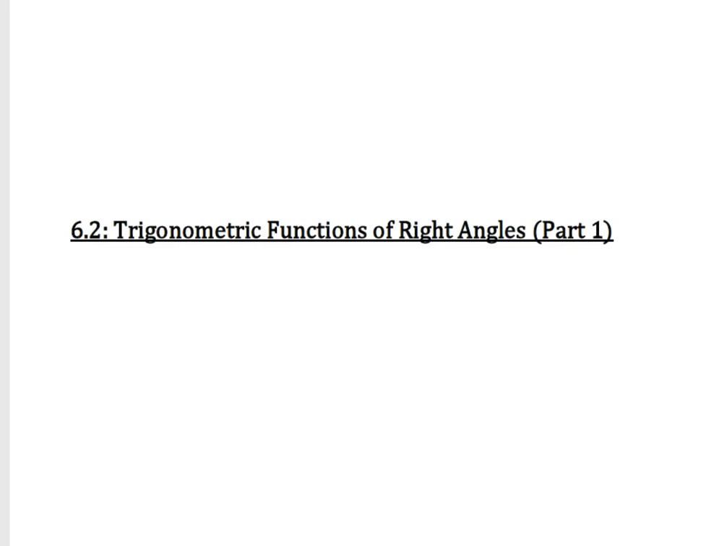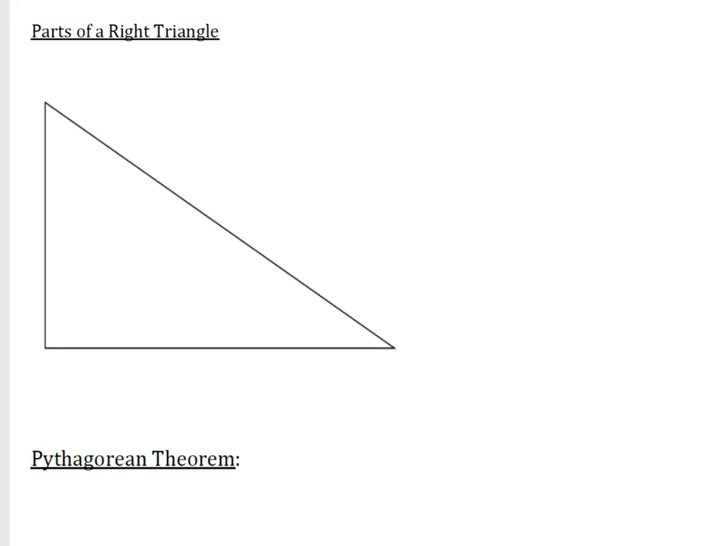Hello trig students, we are going to start to look at the trig functions involving right triangles. So the first thing we're going to talk about is what the parts of the right triangle are. Obviously, in order to be a right triangle, we must have a right angle, which means that we have one 90-degree angle. So then the other two angles are going to be acute, because all of the angles together have to equal 180 degrees.